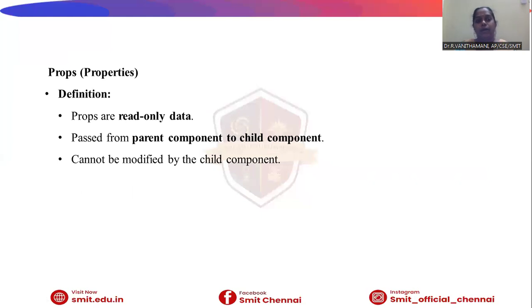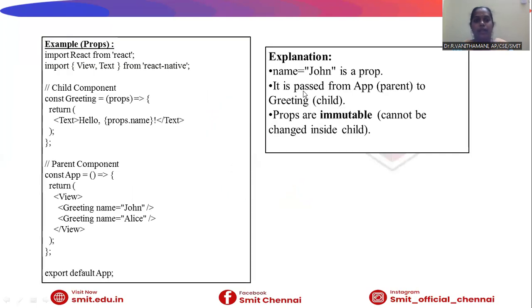Then you can see props, and props means properties. Properties are read-only data passed from parent component to child component. They cannot be modified by the child component. Here is an example of a child component and a parent component. You specify the name as John, and pass the data from parent to child. Props are immutable and cannot be changed inside the child.